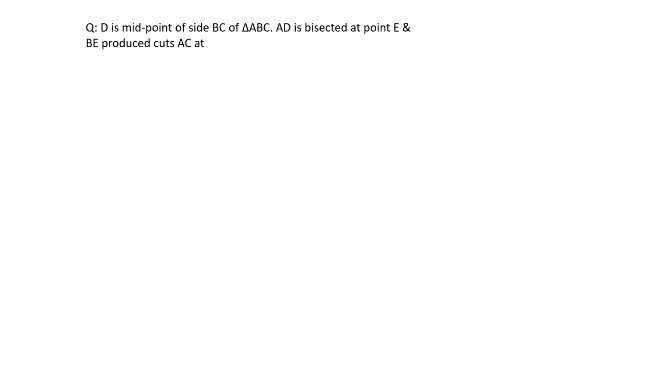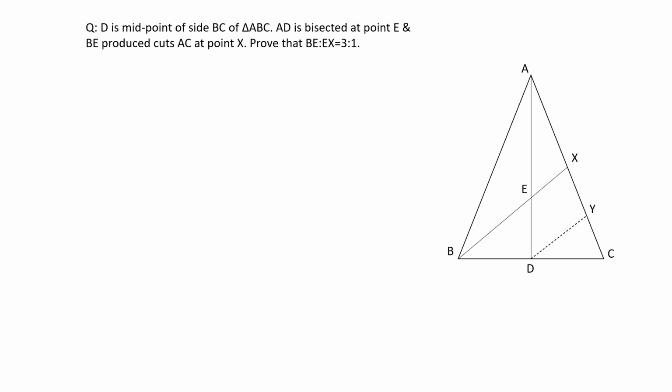D is the midpoint of side BC of triangle ABC. AD is bisected at point E and BE produced cuts AC at point X. Prove that BE is to EX equals 3 is to 1. Let's draw the picture first. Given D is the midpoint of side BC, AD is bisected at point E and BE produced cuts AC at the point X.